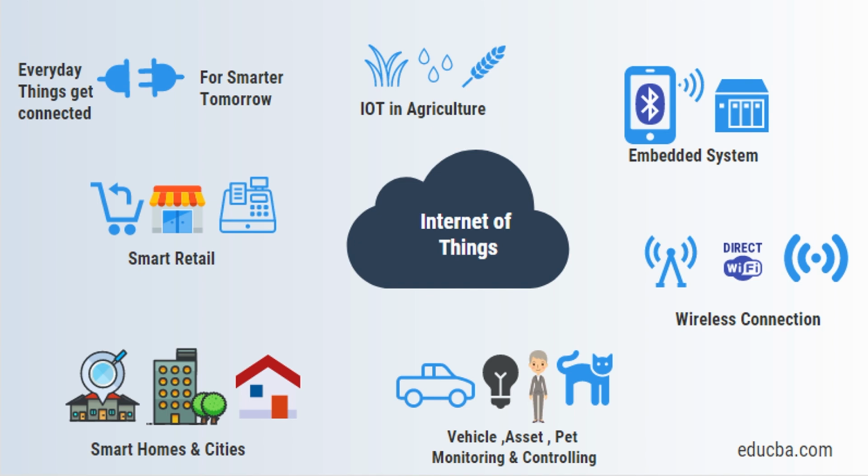And the Internet of Things is not only used in home automation, it is also used in agriculture, wireless connection, vehicle, asset, and pet monitoring and controlling, smart homes, smart cities, smart retail, and it is used in everyday things to get connected for a smarter tomorrow.